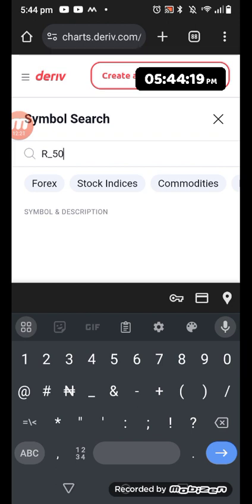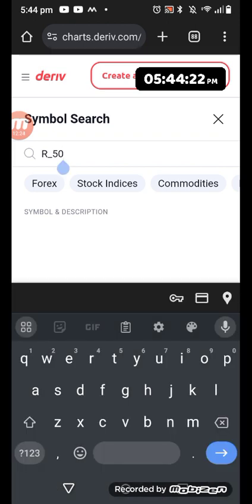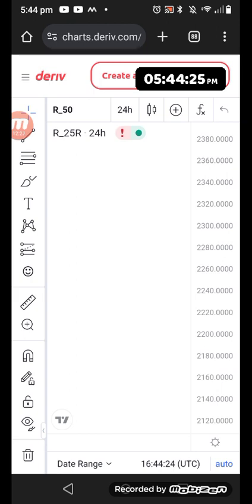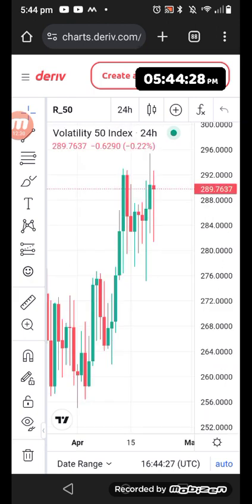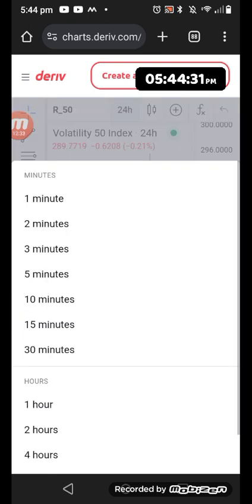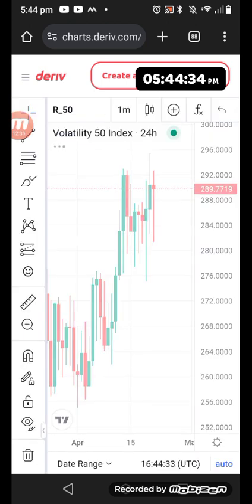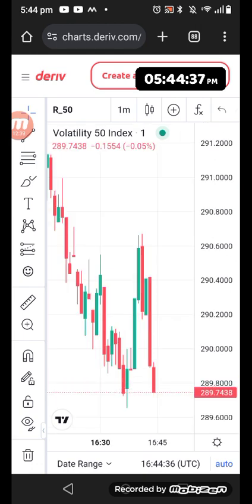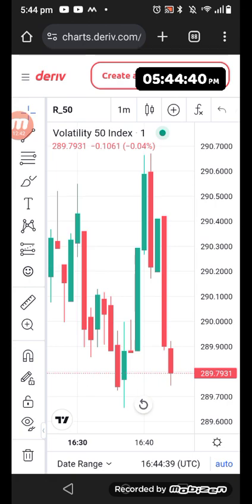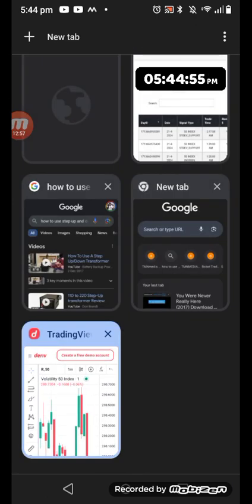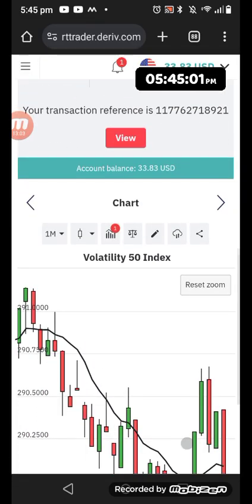We have R50. There is R50, so it's the 50 index that I'm on. So I can say 1 minute, and you will see that this one syncs, it is in line. You can see what we have here. It syncs with what you have on the Deriv web page itself.